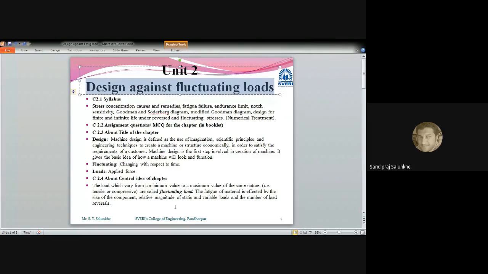Yes. And what about dynamic? The entity which changes with time is called dynamic, or fluctuating. Yes, yes, yes. Somebody else was also trying to say something.